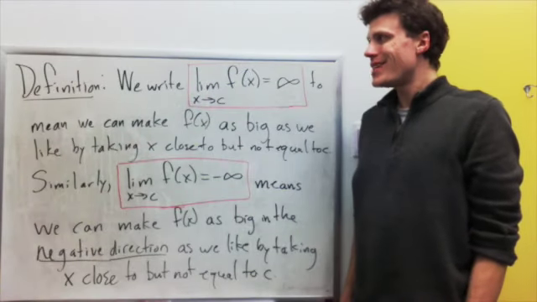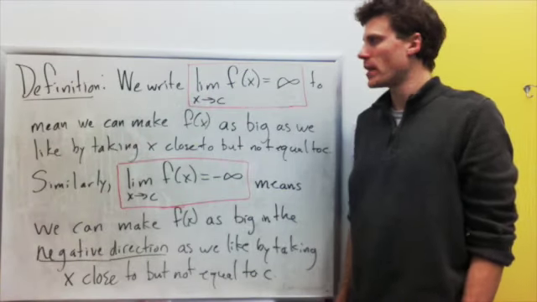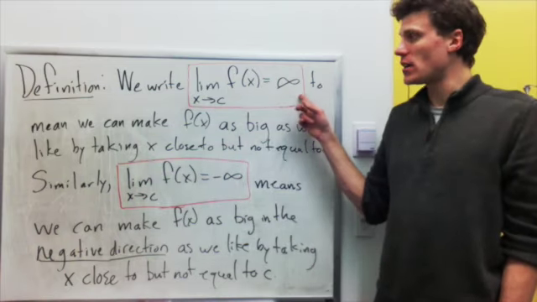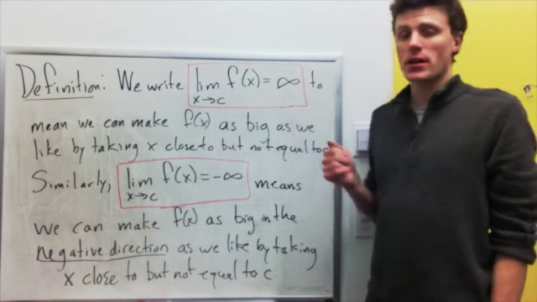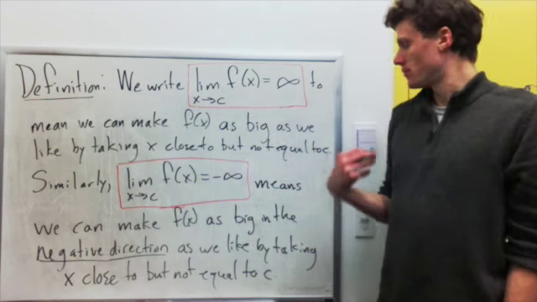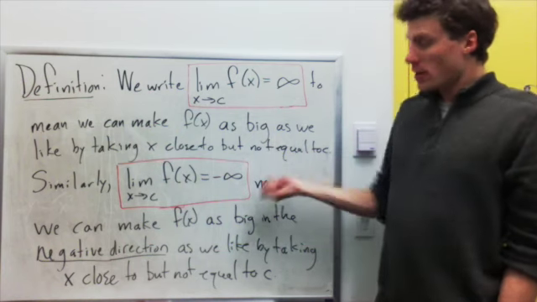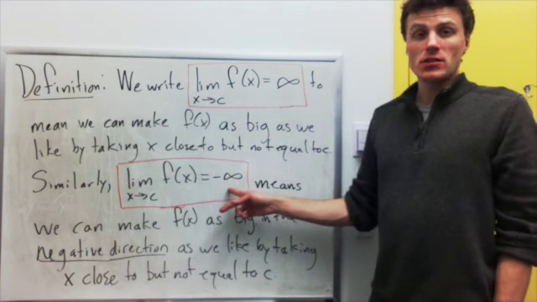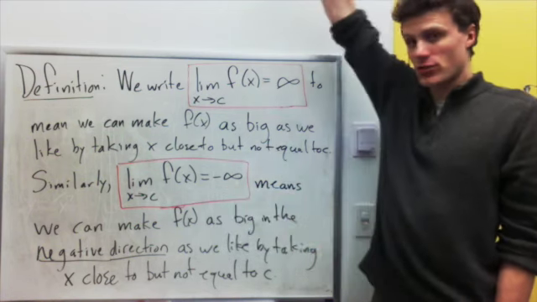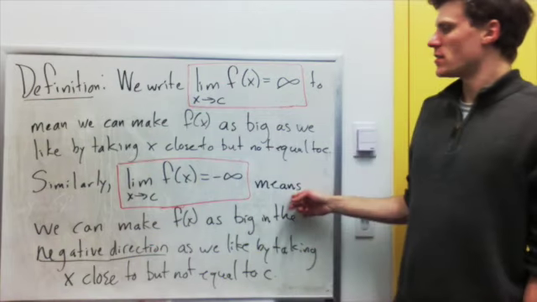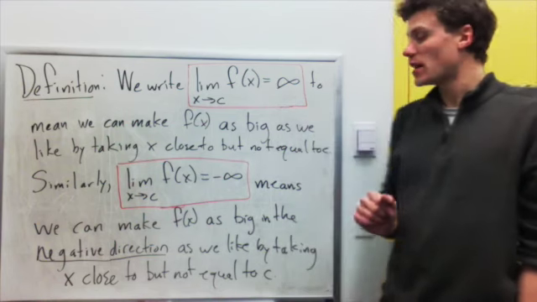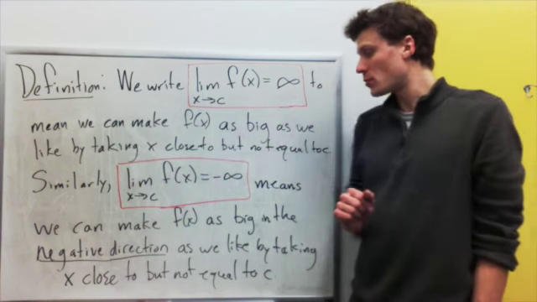So here is the definition of an infinite limit. We write that the limit as x approaches c of f of x is equal to infinity to mean that we can make the values of f of x as big as we like by taking values of x close enough but not equal to c. Similarly, we can write that the limit as x approaches c of f of x is negative infinity if the function goes down. Specifically, that means that we can make f of x as big in the negative direction as we like by taking x close to but not equal to c.